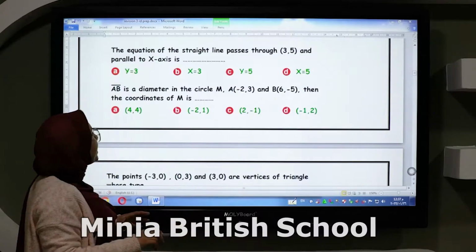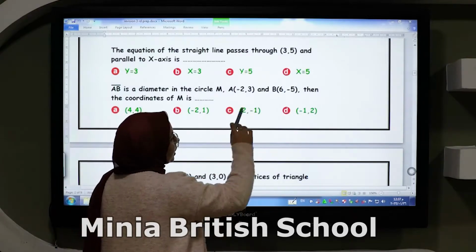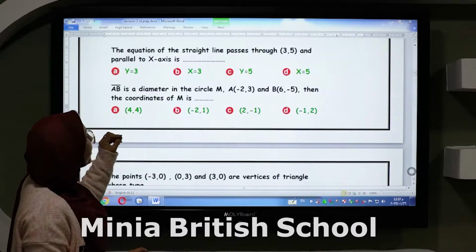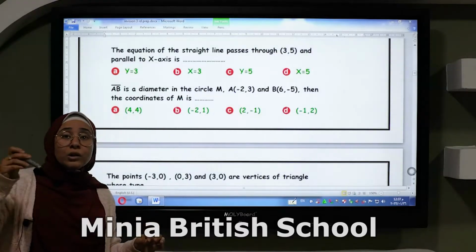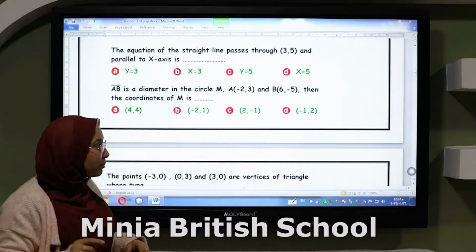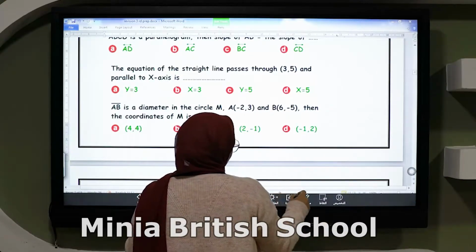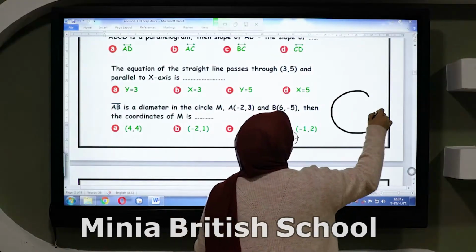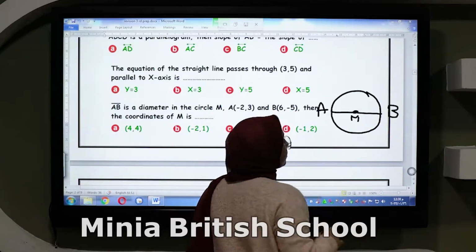1. AB is a diameter in the circle M. M equals (-2, 3). B equals (6, -5). Okay. Then the coordinates of M, AB diameter. M here is the center of the circle and also represents the midpoint of the line segment AB. Okay, AB is the diameter, and the center is also the midpoint.